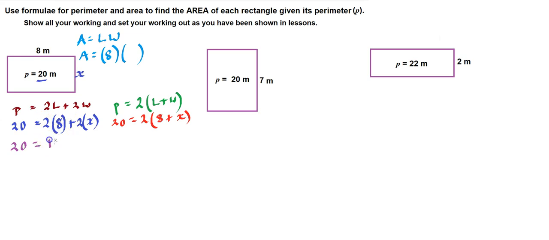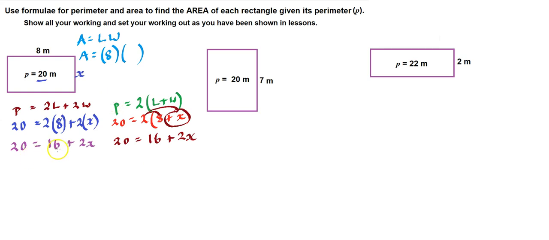Okay, so back to the first method, 20. Let's tidy it up. 2 times 8 is 16, plus 2 times x is 2x, and we can see it's a simple linear equation. With the other method, we have 20, and all we have to do is multiply out of the brackets. So 2 times 8 is 16, and 2 times positive x is positive 2x. You see we're at the same stage with both equations.